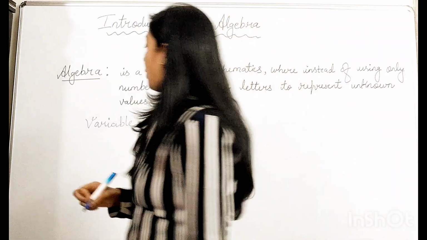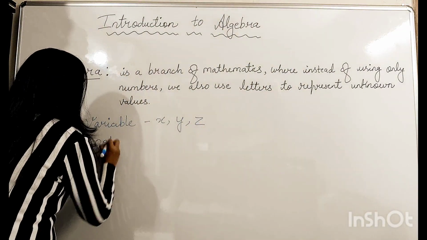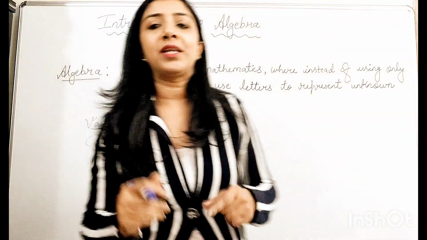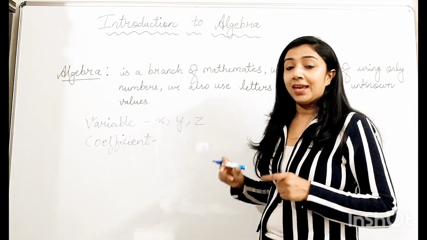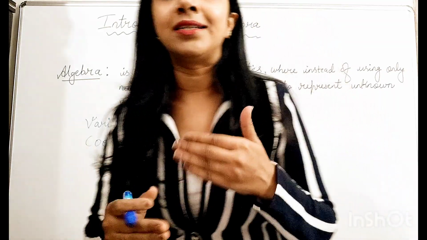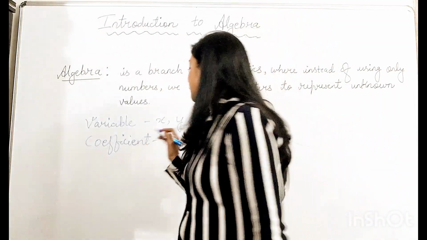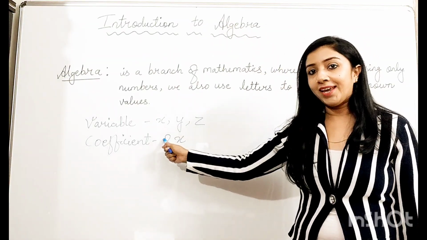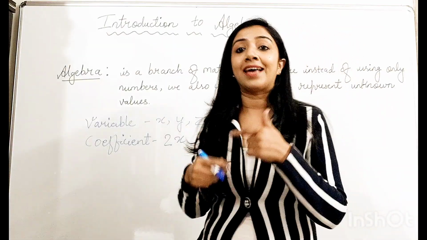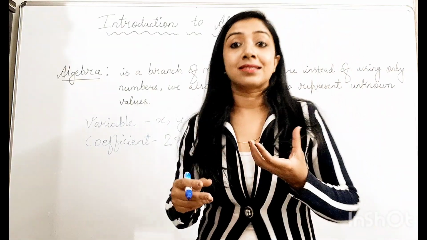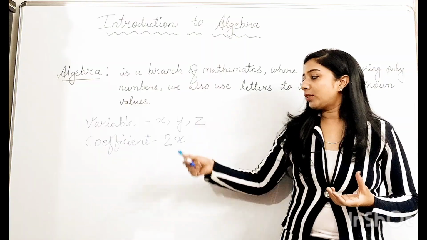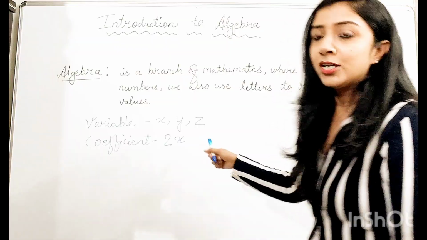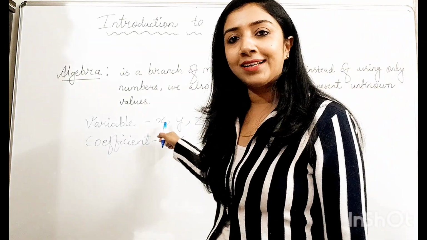Now the second one is coefficient. Now coefficient we usually use along with the variable. Okay, it tells us how many times we are multiplying variables. Suppose if I write 2x, so what is the coefficient here? 2. Okay, and it shows how many times we are multiplying x. x can be 2, x can be 3, x can be 4. So on the basis of x value, it represents the value of the variable. Okay, so coefficient and variable, these two are clear to everyone.